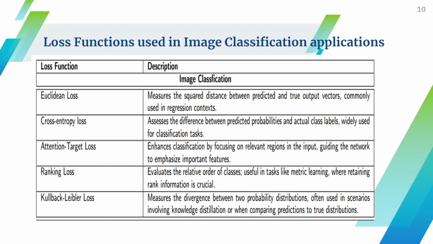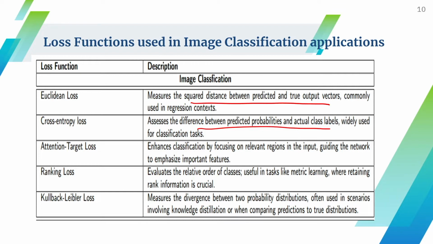So, moving on to the exact definition of how this can be applied. When you wish to square the difference between the predicted and the actual output values, this is commonly used Euclidean loss, and this is mainly used in regression problems. And the cross entropy method assesses the difference between the predicted probability and the actual class labels, and this is very much applicable to classification problems.